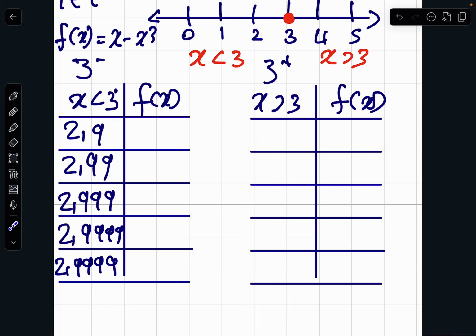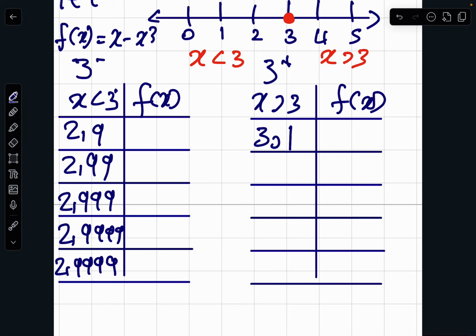So let's go to the other table. What is the value that is closer to 3? Meaning here, since when we have 3, meaning we have 3.1, 3.2, 3.3, up to 3.9, then 4. Meaning the value that is closer to 3 is 3.1. Then we put our 3.1.